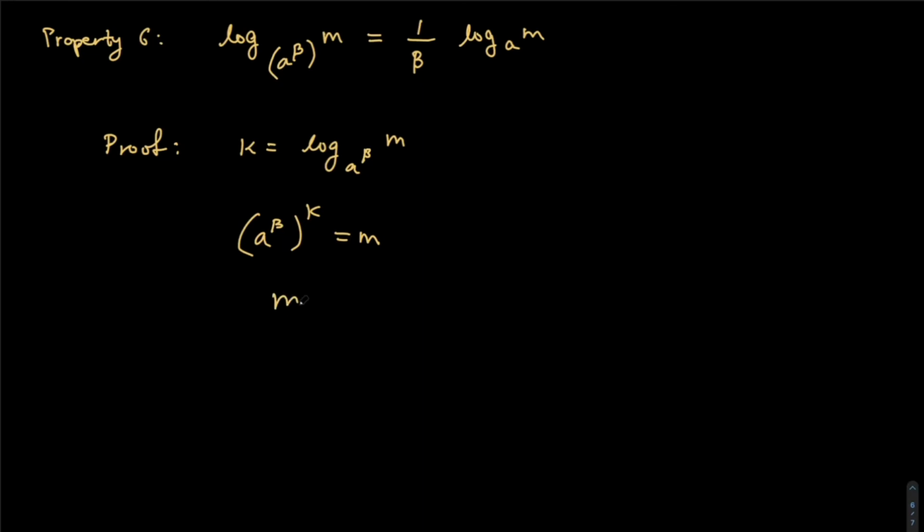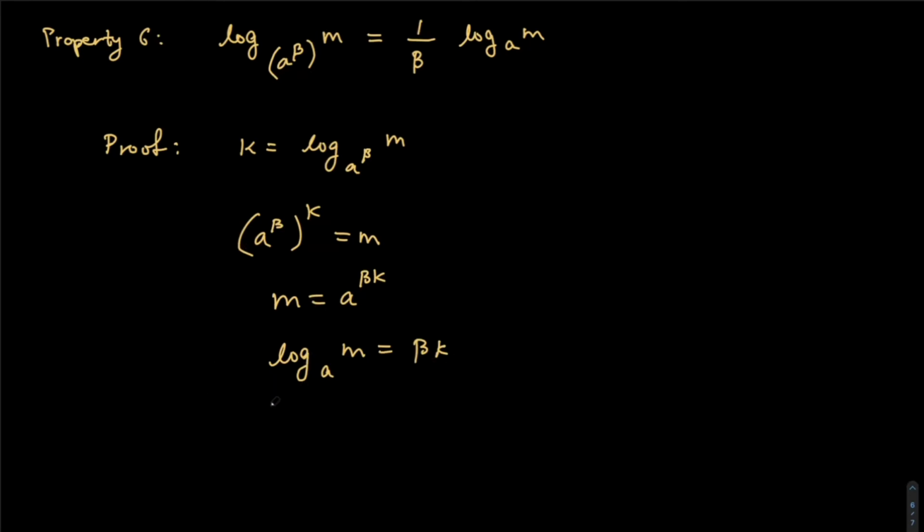So I can write this as m is equal to a raised to the power beta times k. These two are being multiplied, if you remember exponent rules. That's why I said you need to revise them. Moving forward, now we have log base a of m is equal to beta k. Simple. We had a log, we got it into an exponent, and then we got it back to a log.